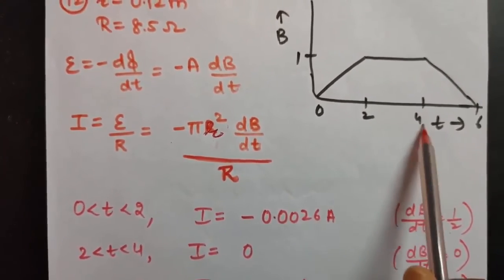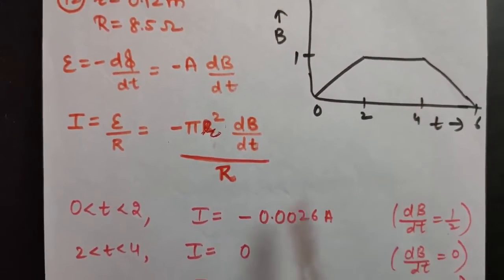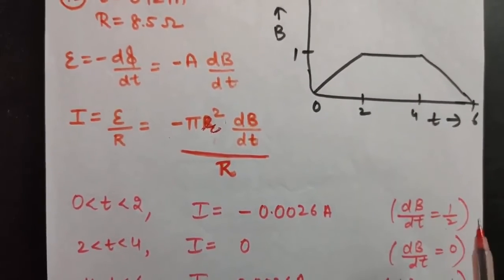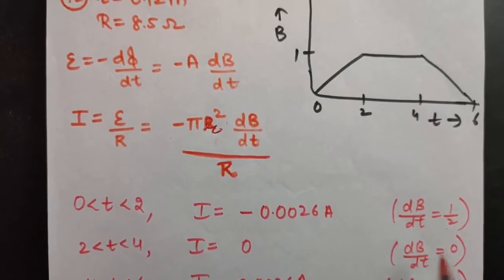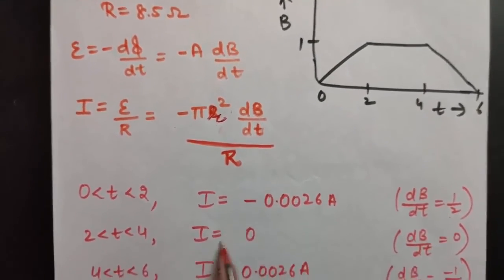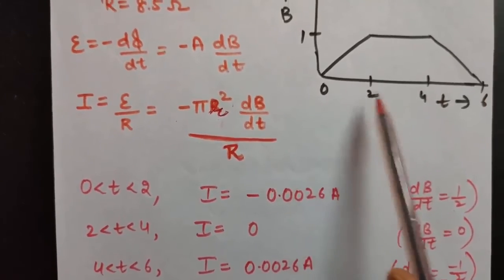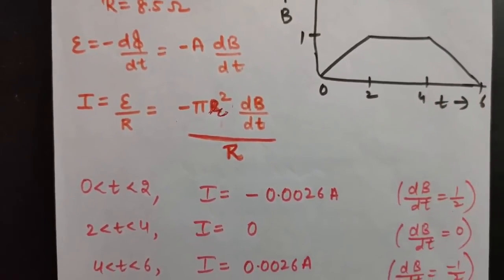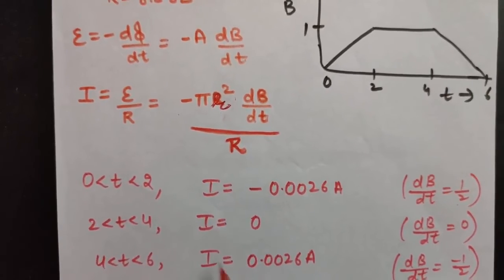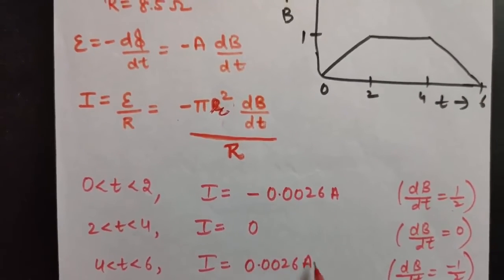Now for t from 2 to 4, in this time interval dB by dt is 0 because B is not depending on time, it is constant. So if dB by dt is 0, that means current will also be 0. Similarly, from 4 to 6, you can see the graph is the same as from 0 to 2, just the sign is opposite. So therefore, I will be 0.0026 ampere.